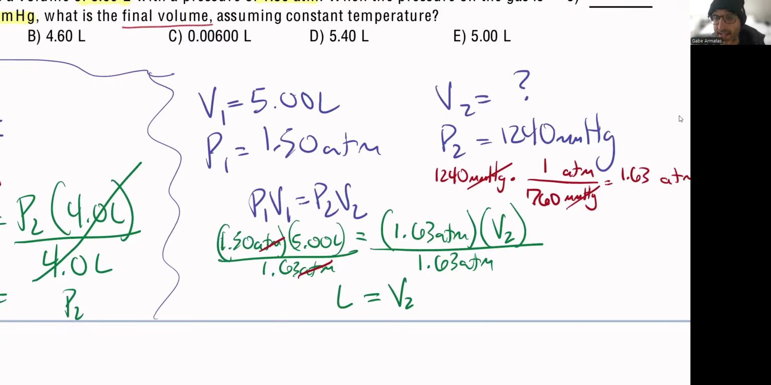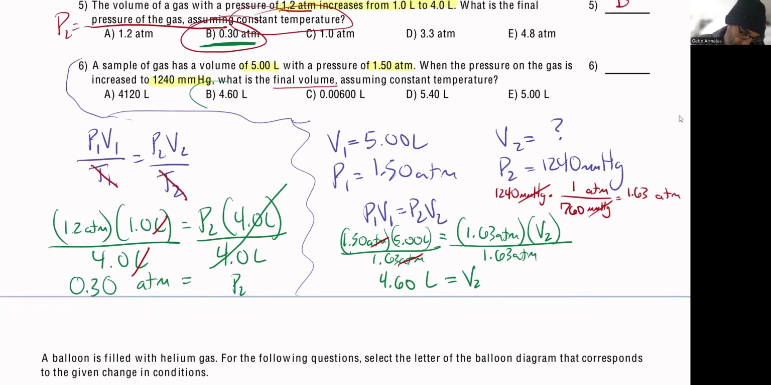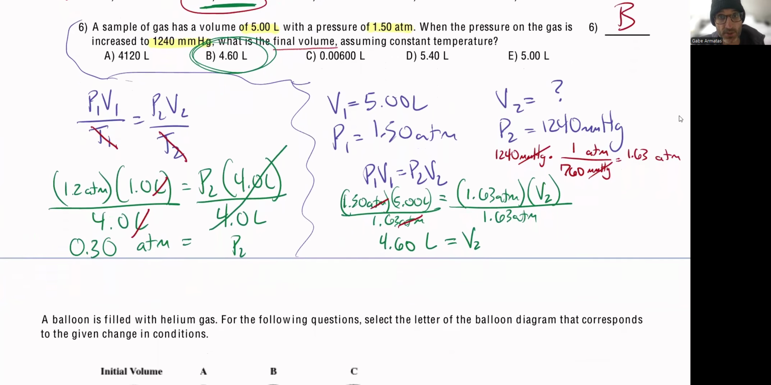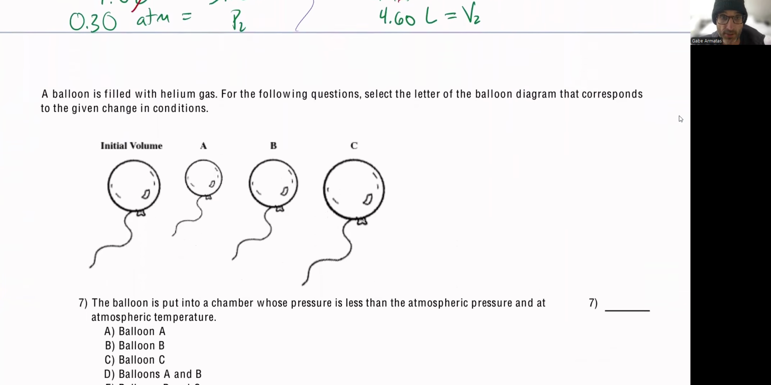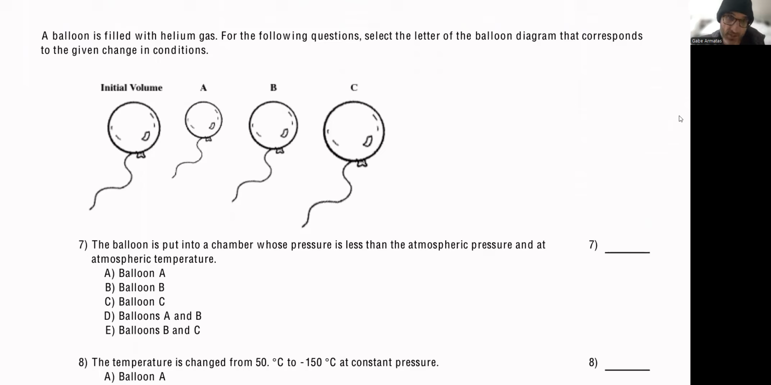So pressure has increased, so that means volume should decrease. We should have a number that decreases the volume, which makes sense because more pressure equals less volume. And so you end up with 4.60 liters, which makes sense. It's less. 4.6 liters is what we end up with. So our answer here is B. Great. Moving on. Again, that combined gas law, we're seeing changes in temperature or pressure or something like that. All right, moving on to this next one.